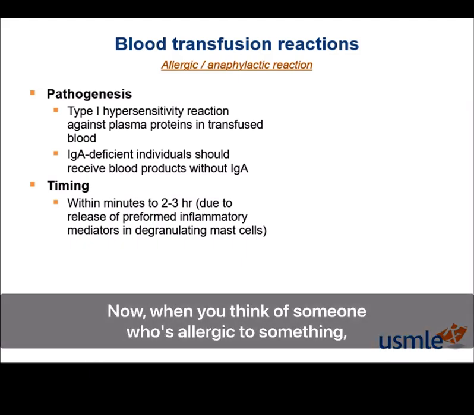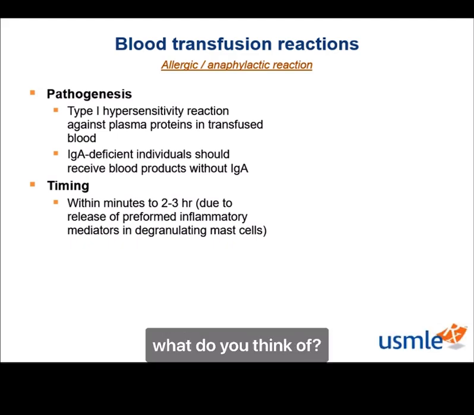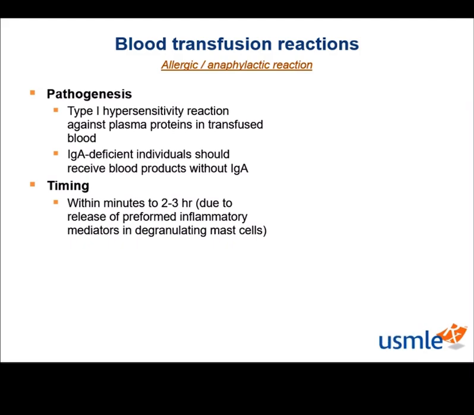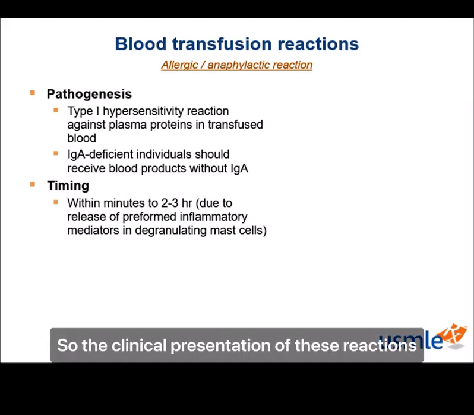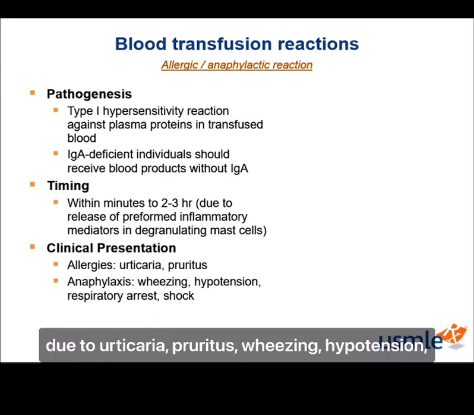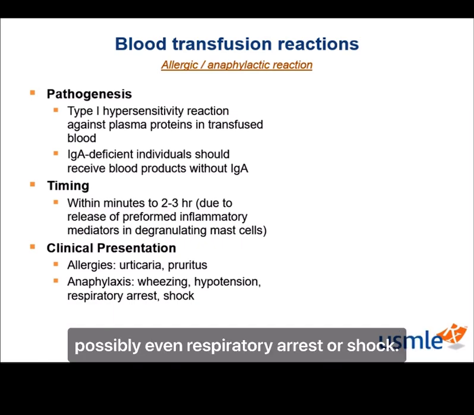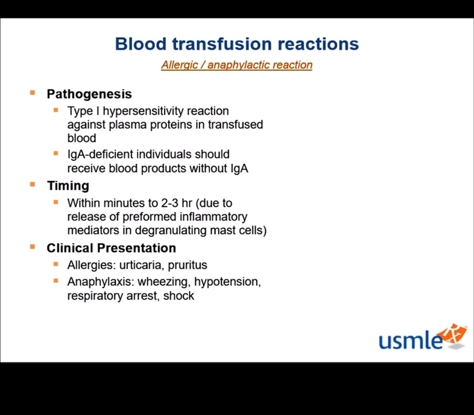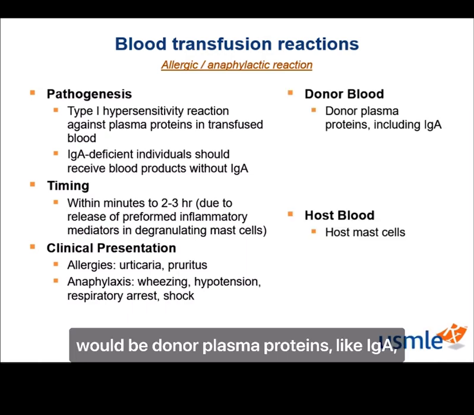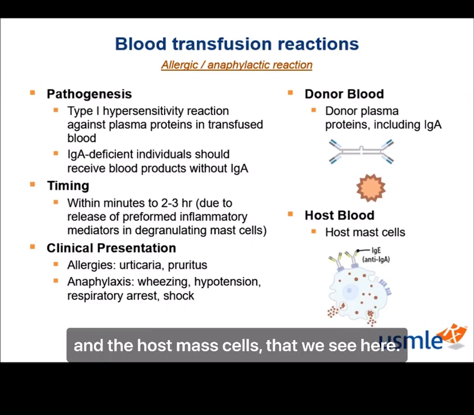Now, when you think of someone who's allergic to something, what do you think of? Maybe itching or hives or trouble breathing? So the clinical presentation of these reactions would be exactly that: urticaria, pruritus, wheezing, hypotension, possibly even respiratory arrest or shock. The specific components that make this reaction would be donor plasma proteins like IgA, the dimer we see here, and the host mast cells that we see here.